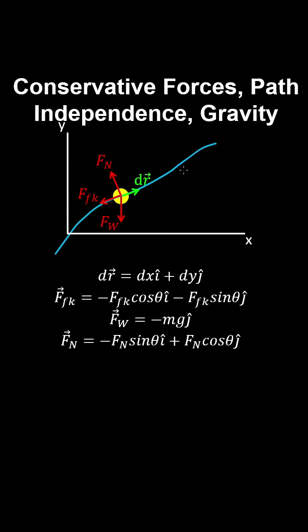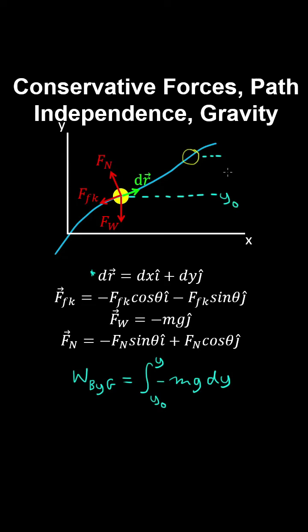Consider a particle travelling along a curved path between 2 points. And here we've drawn the forces acting on the particle where we consider friction, and the infinitesimal displacement vector is drawn as follows. And here we want to find the work done by the gravitational force, or the force of weight. Well, what we do is integrate the dot product between the force of weight and the infinitesimal displacement vector. So that will be minus mg dy, where y0 is the initial position of the particle.